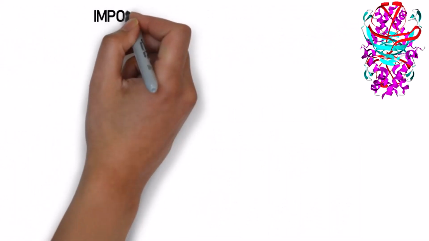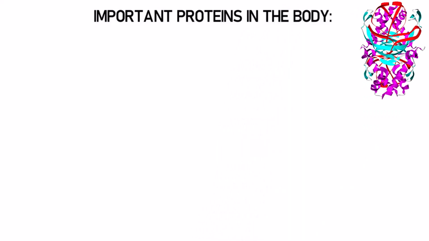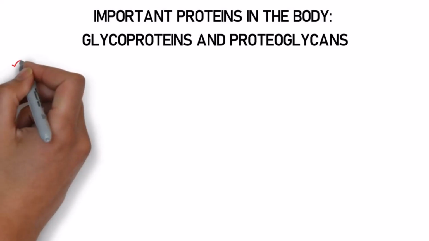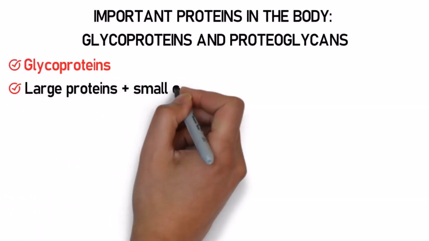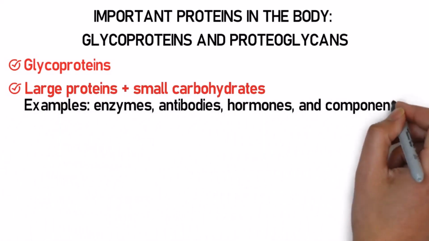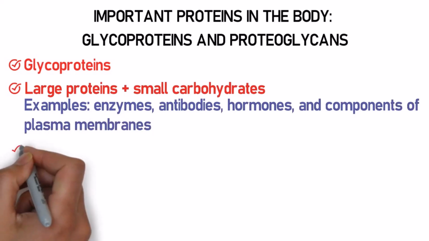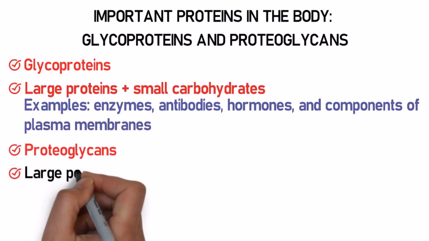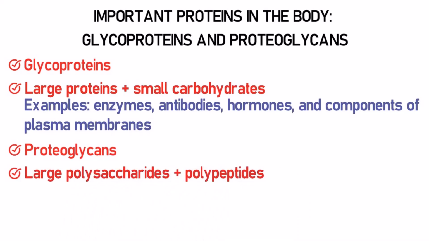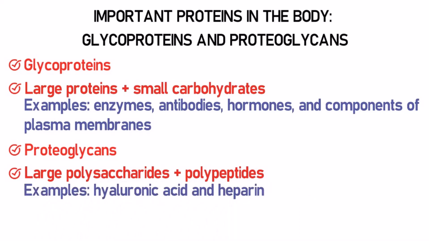Proteins can combine with carbohydrates to form molecules that are both proteins and carbohydrates. Examples include glycoproteins and proteoglycans. Glycoproteins are composed of large proteins combined with small carbohydrates. Examples of glycoproteins include enzymes, antibodies, hormones, and components of the plasma membrane. Proteoglycans are composed of large polysaccharides, also known as carbohydrates, combined with polypeptides. Examples of proteoglycans include hyaluronic acid and heparin.